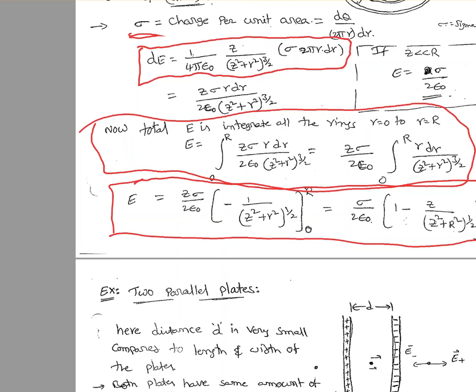Now, the important point I want you to know is, if z is very small compared to the radius of the disk, then E equals sigma over 2 epsilon naught. So the electric field at any point because of a single disk is sigma over 2 epsilon naught, as long as the distance is very small.